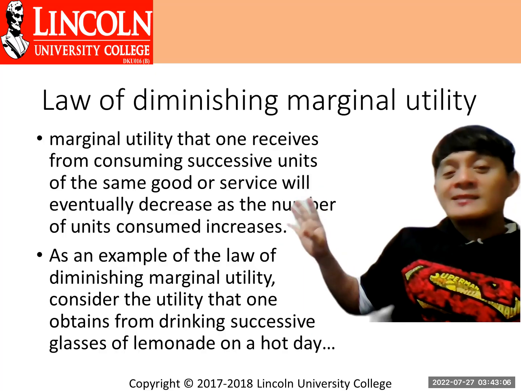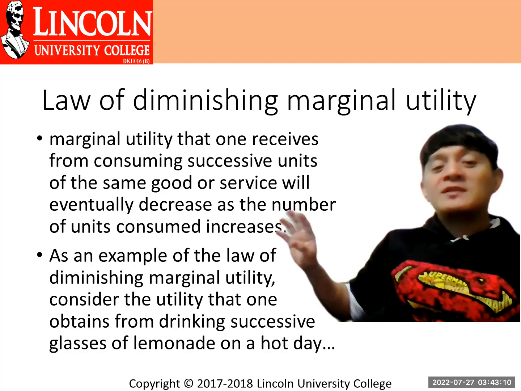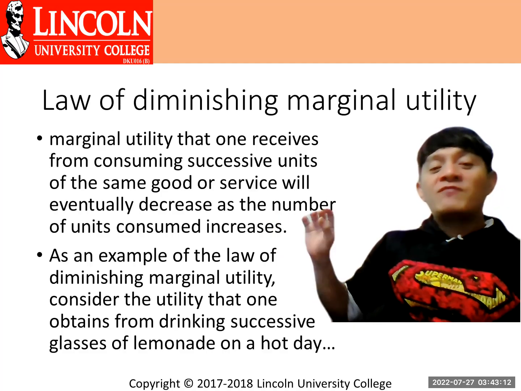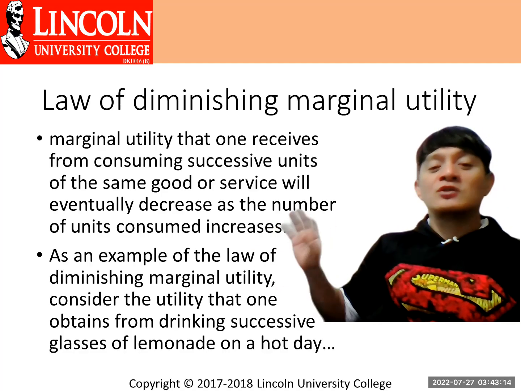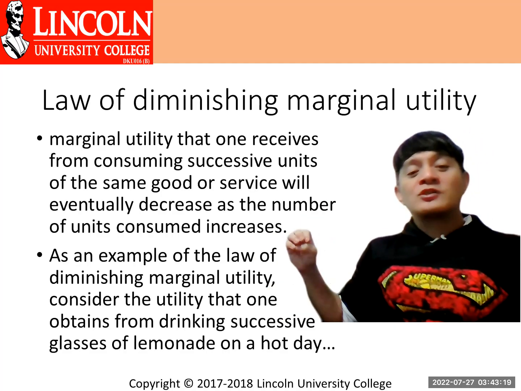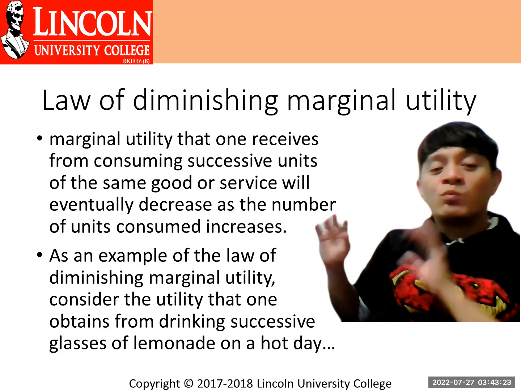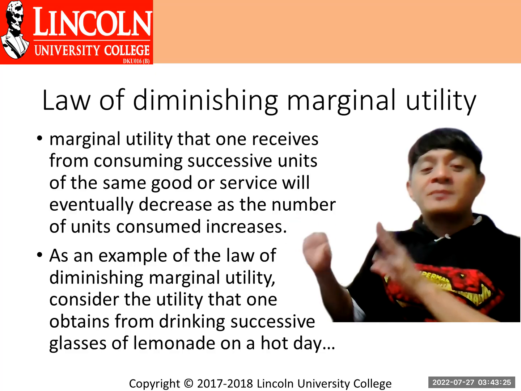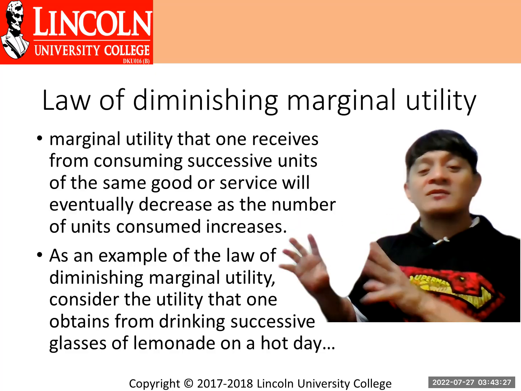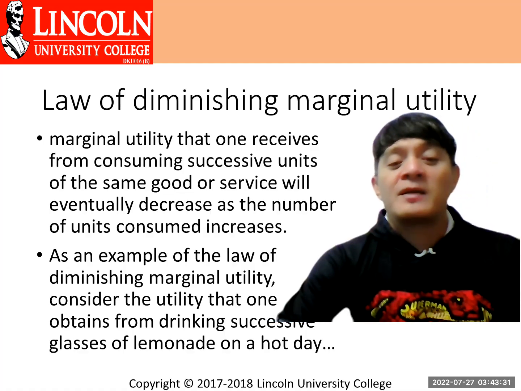The marginal utility that one receives from consuming successive units of the same good or service will eventually decrease as the number of units consumed increases. So, as an example of the law of diminishing marginal utility, consider the utility that one obtains from drinking successive glasses of lemonade on a hot day. This is the law of marginal utility. So let us explain further.